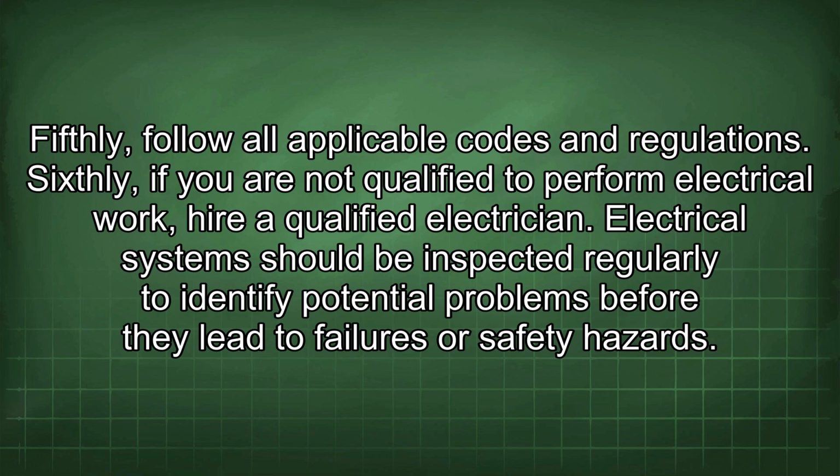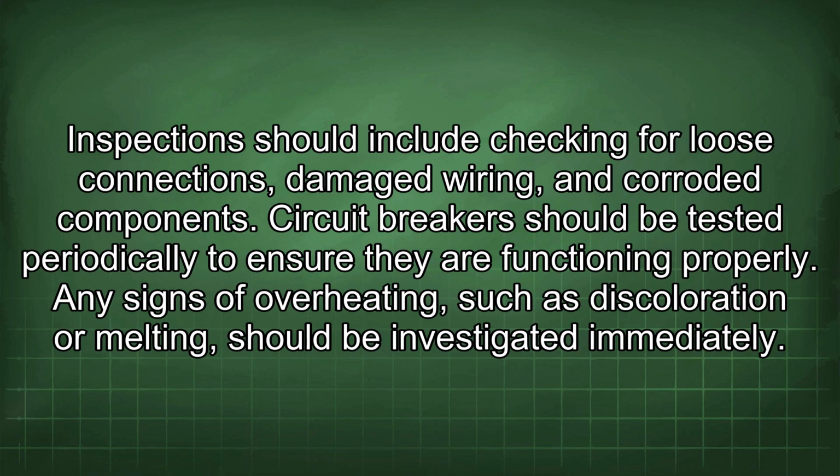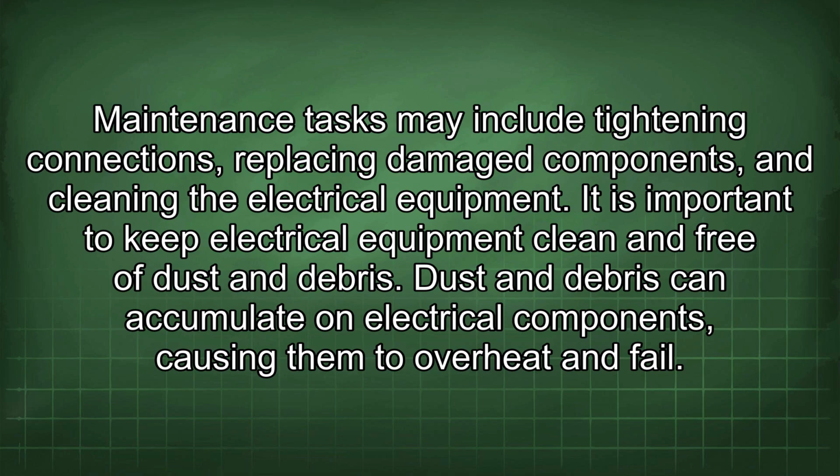Electrical systems should be inspected regularly to identify potential problems before they lead to failures or safety hazards. Inspection should include checking for loose connections, damaged wiring, and corroded components. Circuit breakers should be tested periodically to ensure they are functioning properly. Any signs of overheating, such as discoloration or melting, should be investigated immediately. Maintenance tasks may include tightening connections, replacing damaged components, and cleaning the electrical equipment.